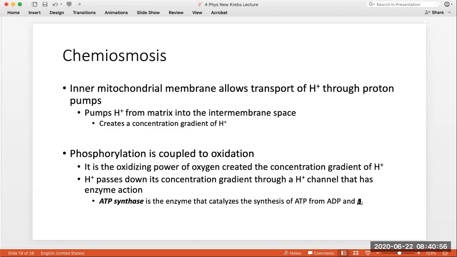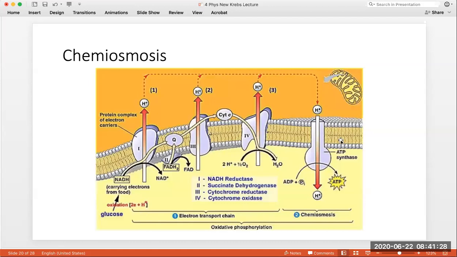Now, the phosphate that is used to attach to ADP is coming from the pool of phosphate ions or phosphate groups that are just hanging out in the matrix. So the phosphate group isn't coming off of a substrate and getting transferred to ADP. The concentration gradient is used to pull a phosphate group from the matrix and attach it to ADP. So this is the enzyme involved in that.